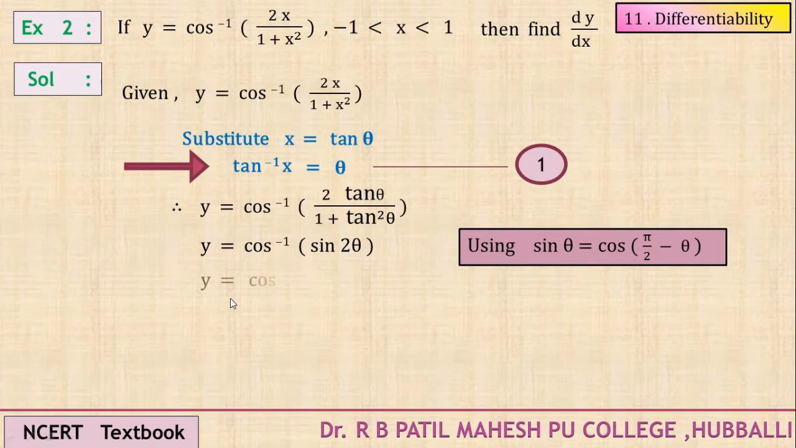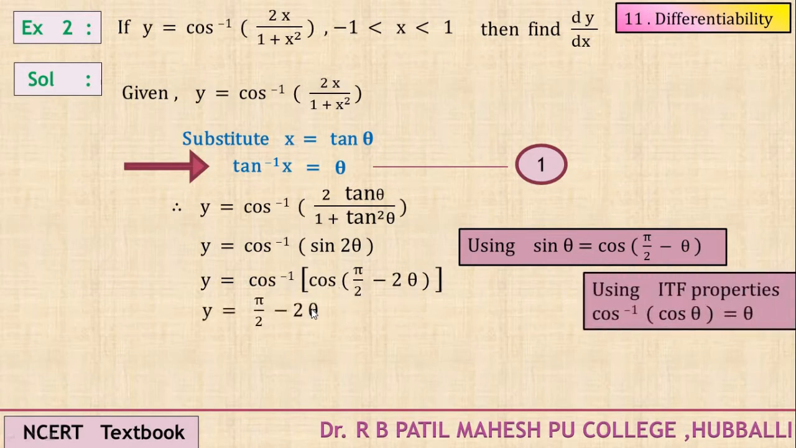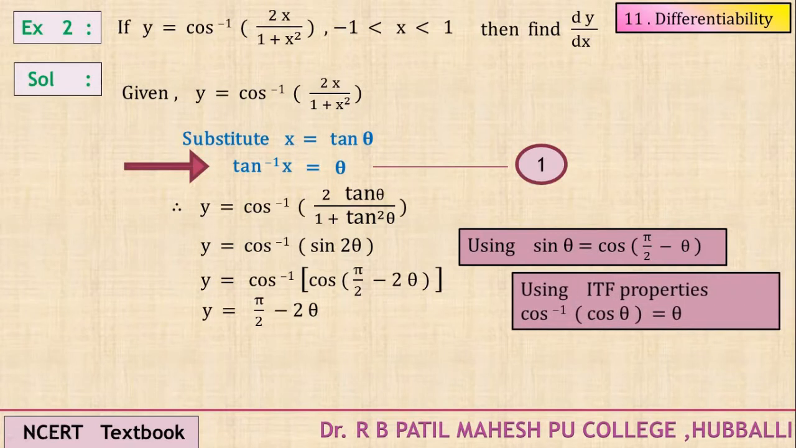Now I follow this one. I will write cos of pi by 2 minus 2 theta, because sine 2 theta is changed to cos. Now I can use the inverse property. It becomes pi by 2 minus 2 theta. Just as in the previous example I discussed how to write it, directly I will write pi by 2 minus 2 theta. So this is simplest, but it is in the theta variable.